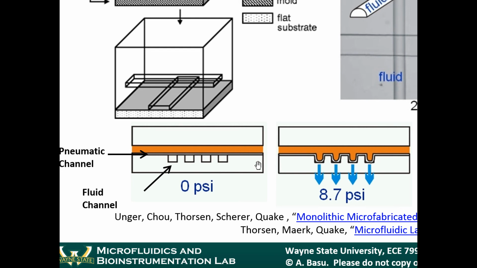One of the big advantages of PDMS in terms of material properties is that it is flexible. Okay, we talked about PDMS and why it's used a lot in microfluidics. One of the big things turns out to be that its flexibility allows you to make these deformable elements, deformable valves.